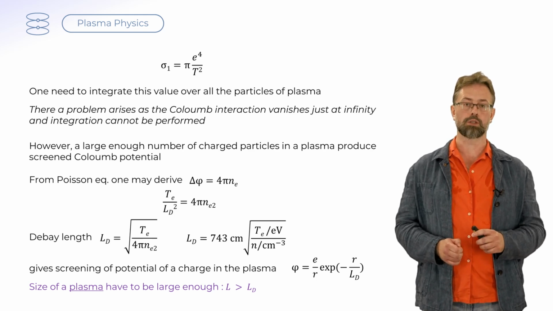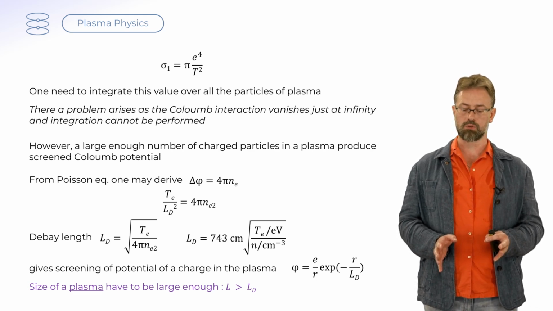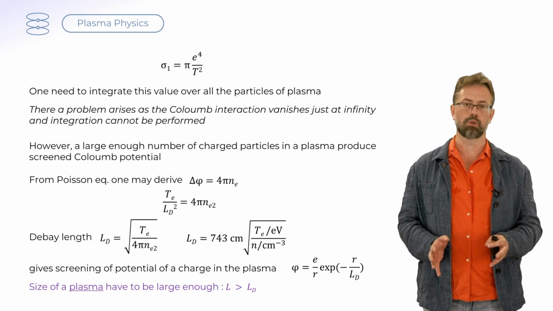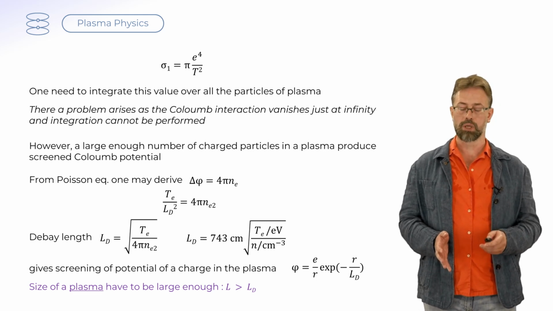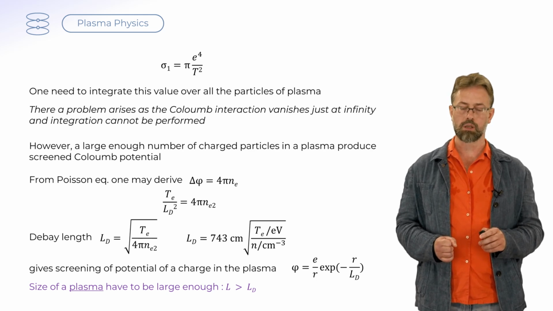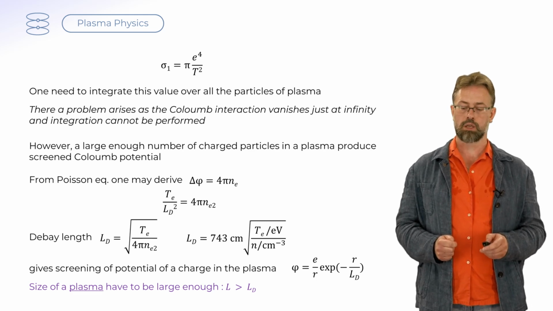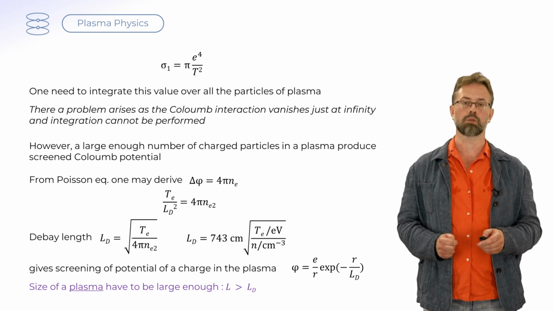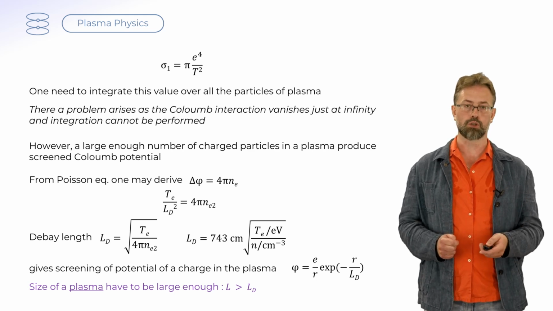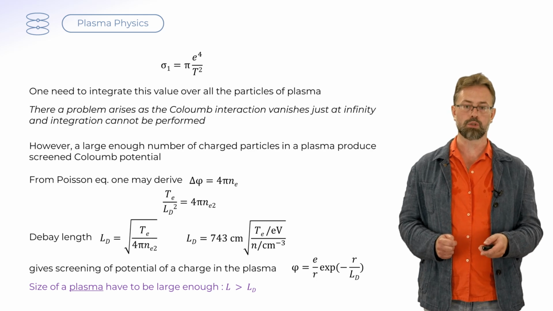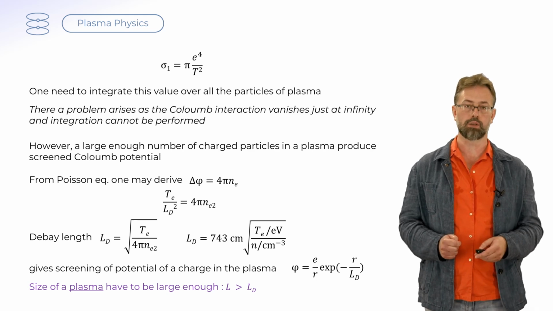But a problem arises as we have to use all of the particles. We cannot perform this integration because the Coulomb potential vanishes only at infinity. But we have to consider here a finite number of particles. We can get the so-called screened Coulomb potential at a distance which is called the Debye length. We can get a simple estimation of this value from the Poisson equation, and for a given temperature of electrons and a given concentration of electrons, we can get this value of Debye length.